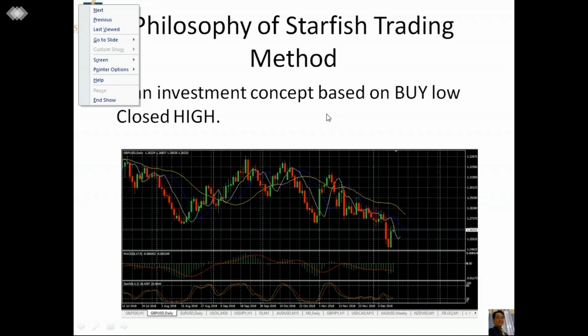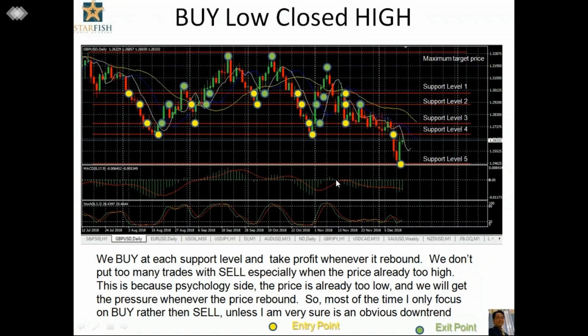My concept is actually quite simple. What I'm looking at here is buy low and close high. Let me give you a bit of explanation. This is what I mean by buy low and close high.